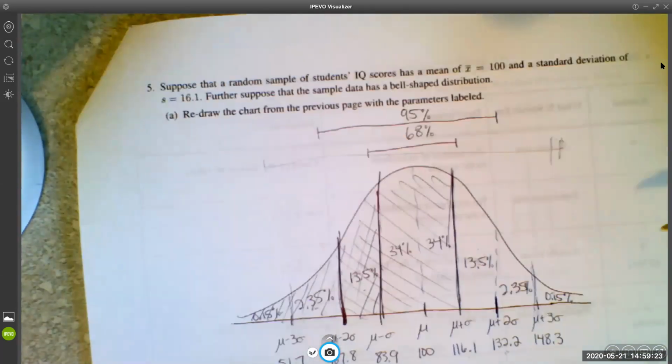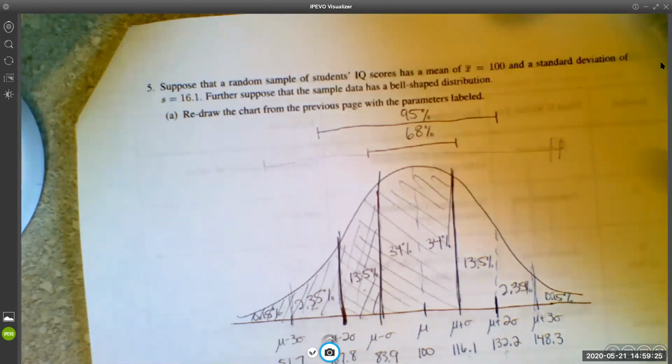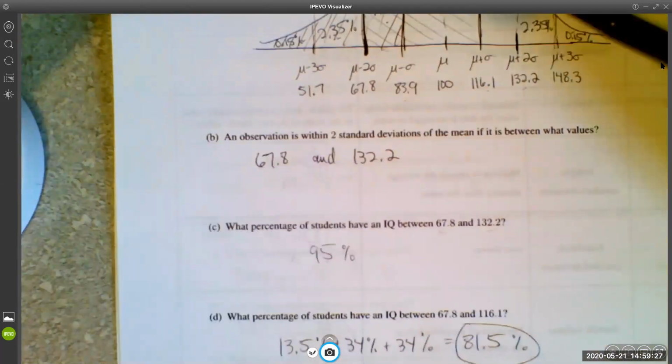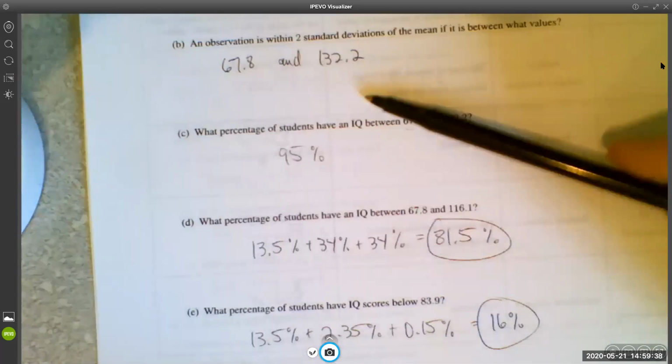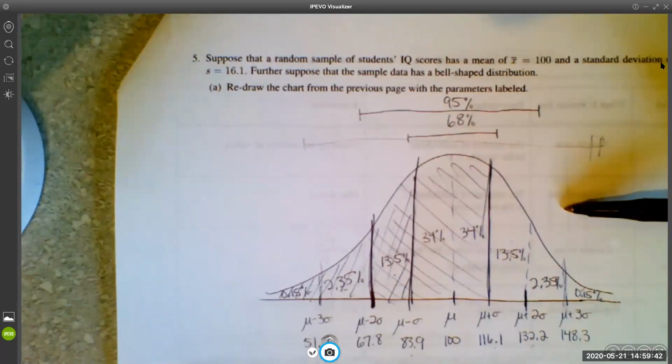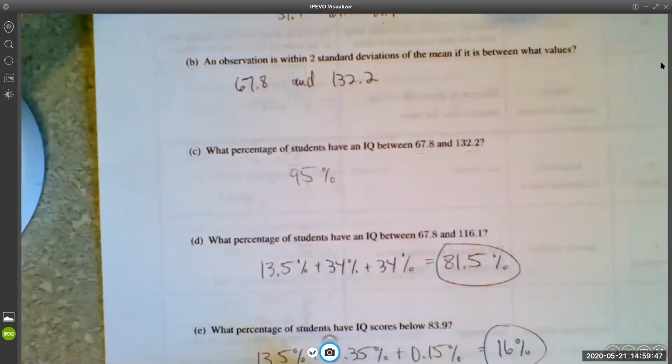So this is my advice. On the homework, when they start asking you questions about the empirical rule, usually they're not going to ask you to draw the chart. Usually they're just going to start asking you questions like this. My advice would be draw the chart. Once you draw the chart, these problems are going to be super easy. Even if they don't ask you to draw the chart first, answering the questions is going to be super easy for you. Okay, that's it for this section.